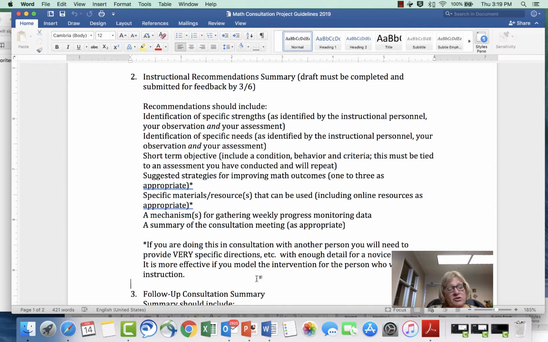And then I want, as you share those materials, if you're not doing the intervention yourself, you're going to be sharing them in a consultation meeting with whoever is going to be doing that actual teaching, and I want you to write up a summary of that consultation meeting. Now, it may be face-to-face. It may be that you leave materials for someone and you ask them to call you and you have that meeting on the phone. But whatever it is, I want you to summarize what you did to ensure that you provided as much information as possible to the person who's going to be providing that instruction.